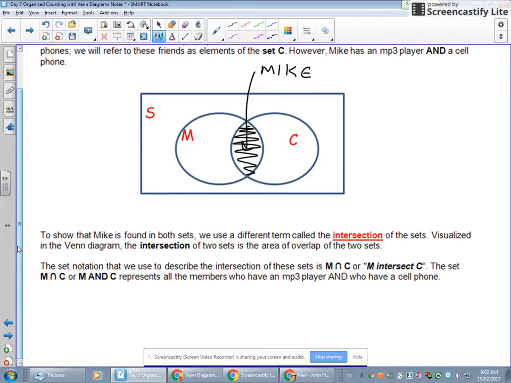Now, the way that we're going to write that is M intersection C. It's an upside down U, that's the symbol. One possible way of thinking about that is it almost looks a little bit like an A, right? It's not an A, but it looks a little bit like an A with that cross symbol. So that upside down U is the intersection.